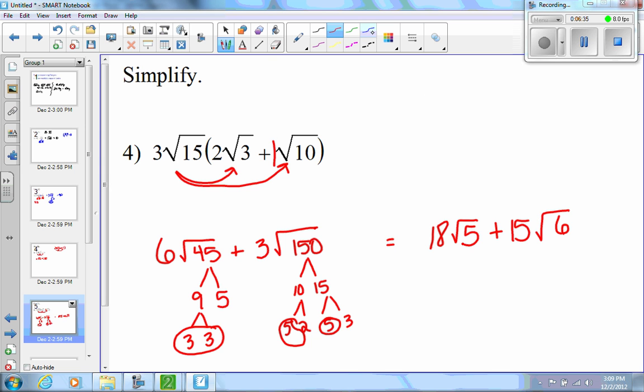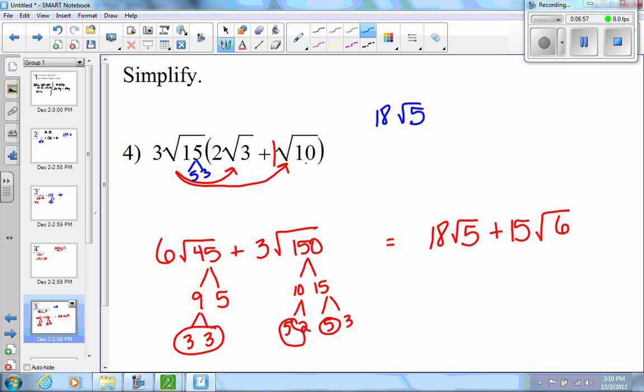Now, for some of you that would like a shortcut, I can think of this as 5 times 3. So when I simplify this first part, I can see already I'm going to pull a 3 out. So 3 times the 3 I'm going to pull out is 9, times 2 is 18, and I get 18 root 5. And so I save myself a little bit of work.